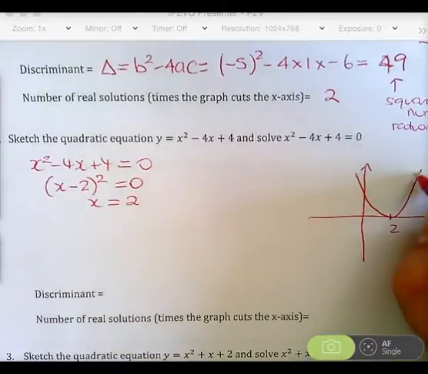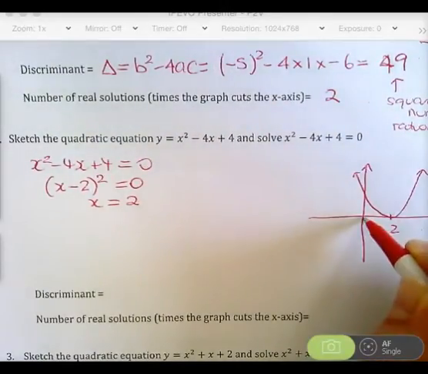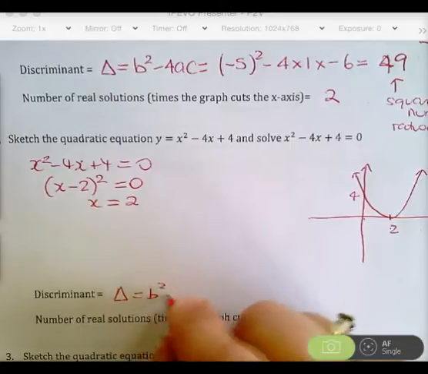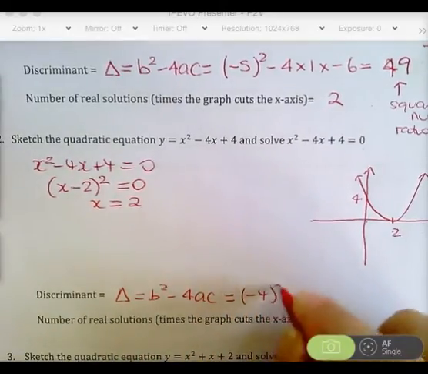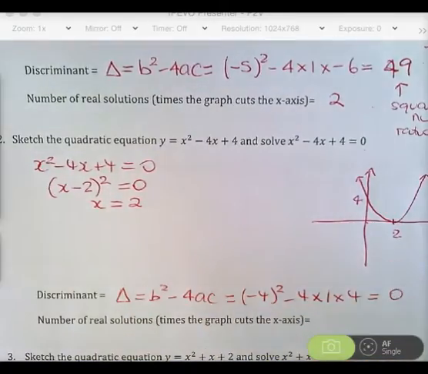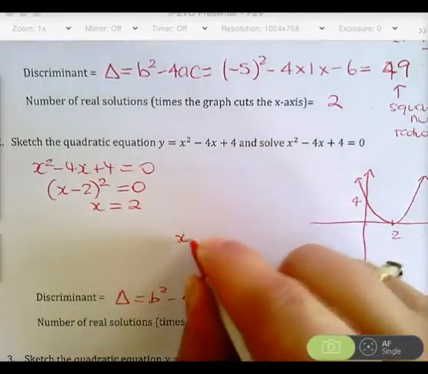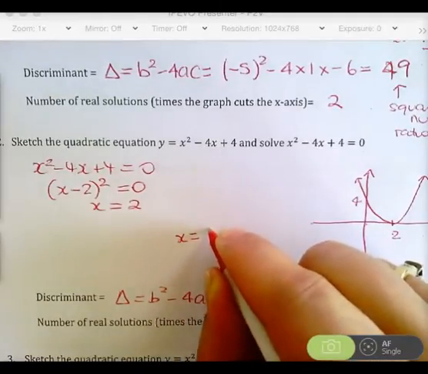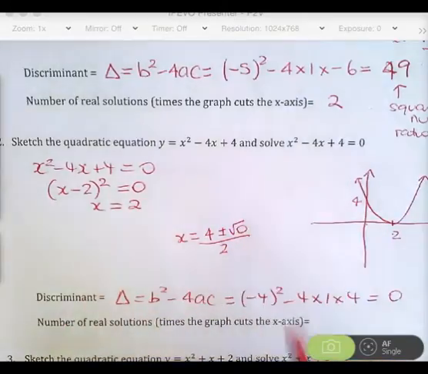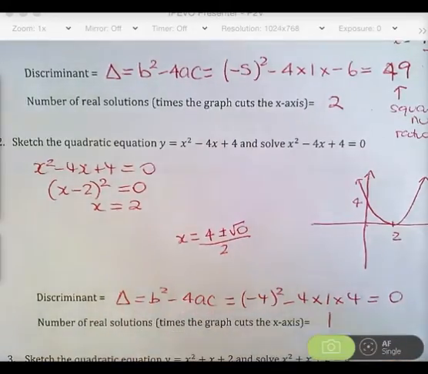What's the y-intercept, by the way? When x is 0, what's y? So this graph looks like that. The discriminant is b squared minus 4ac, which is negative 4 squared minus 4 times 1 times 4, which is 16 minus 16, which is 0. If you were to use the quadratic formula, you'd get x is negative negative 4, which is 4, plus or minus the square root of 0 over 2 times 1. That's why you've just got 4 over 2. If your discriminant's 0, you've got one real root, and it will be rational as well.